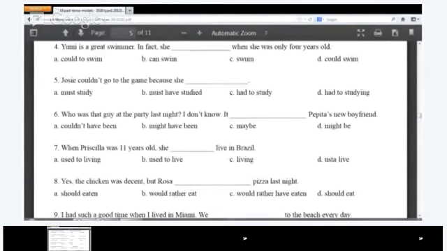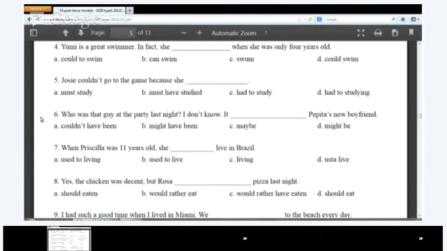Alessandro. With pleasure. Josie couldn't go to the game because she had to study. Good. Had to study. Nice. Number 6.